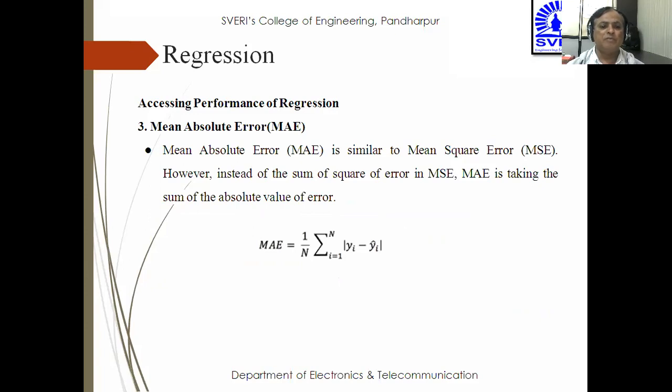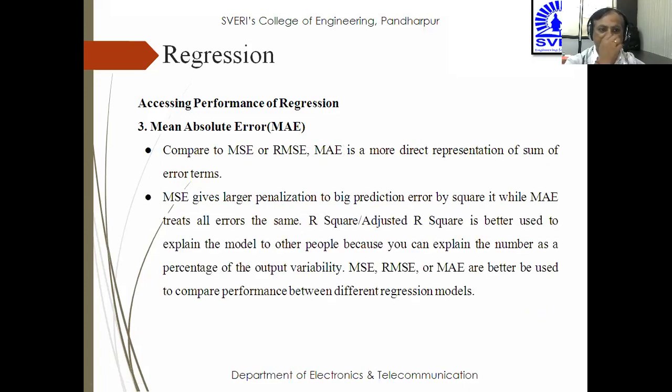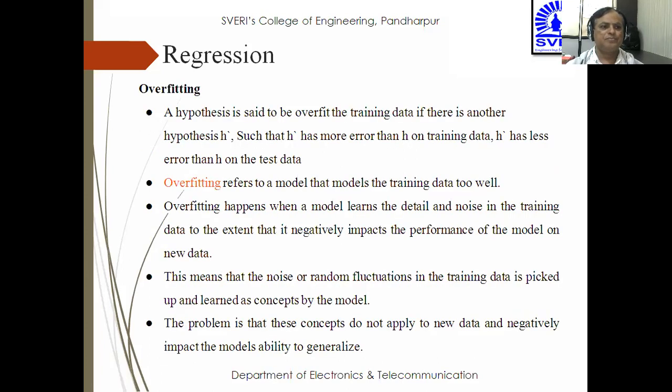This is mean absolute error, which is similar to MSE. However, instead of the sum of squares of error as in MSE, MAE takes the sum of absolute values of the error. So as absolute comes in, here you get the modulus, see, mod of yi minus y cap of i. That is the difference between MSE and MAE. Compared to MSE, MAE is a more direct representation of the sum of error terms.